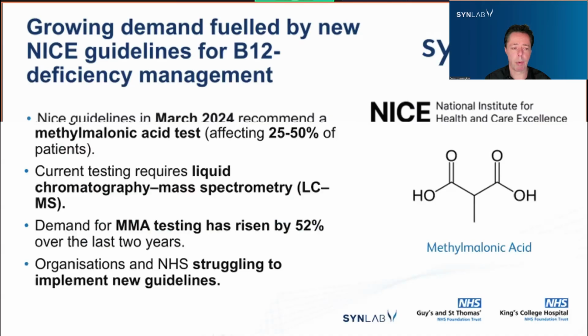One of those problems is that at the moment, most laboratories who do MMA use a mass spectrometry-based assay. This can be relatively manual, can be expensive for some people, or laboratories don't have access to mass spectrometry themselves, or they can't get the workforce with the skills required to perform the test. In my own lab, we now get thousands of MMA samples requested a month, and we have seen a 52% increase in the last 2 years. It is very hard to implement the guidelines because of the technology barriers.